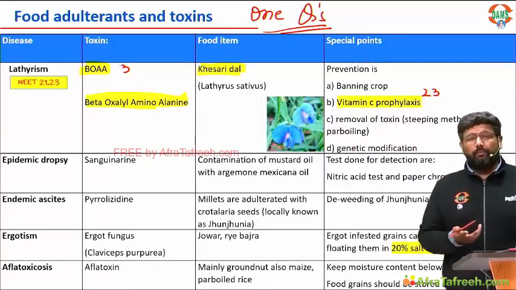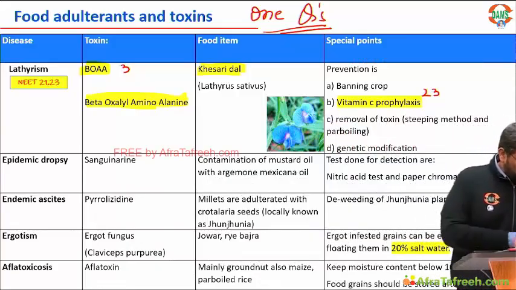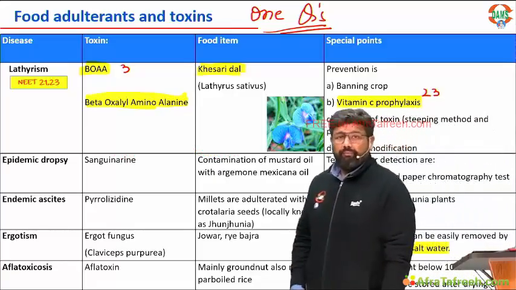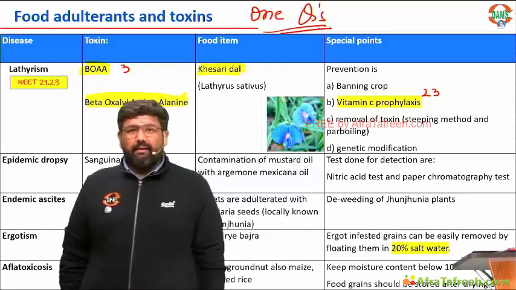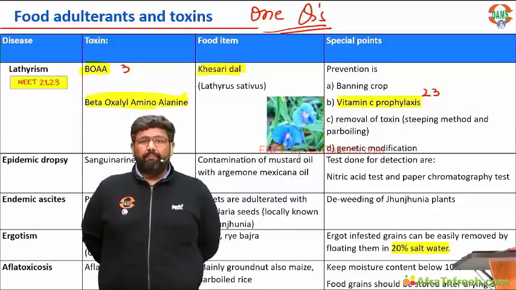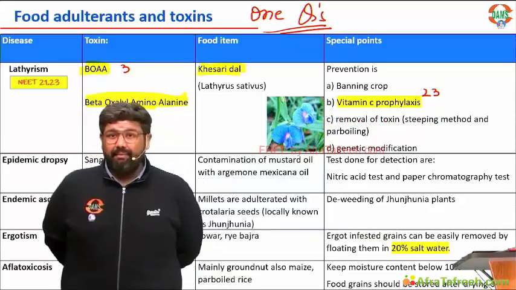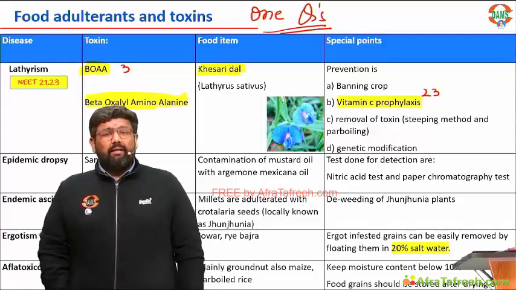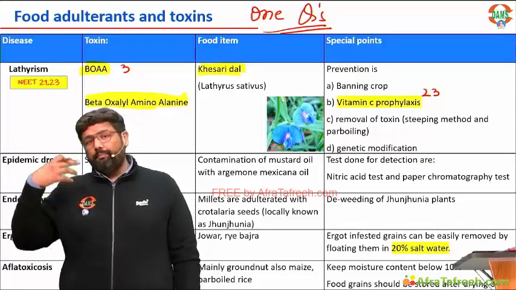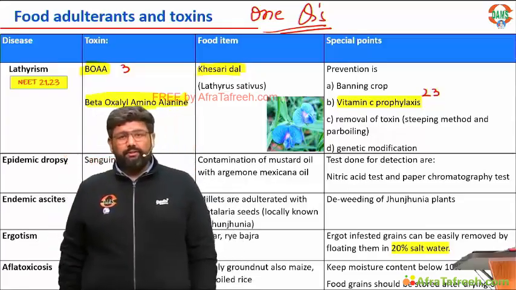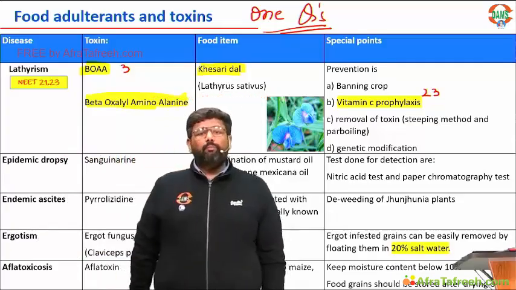Now, how can we prevent it? We can ban the crop. Vitamin C prophylaxis can be given. This was the recent MCQ. Which vitamin? Options were A, B, C, D. Answer was vitamin C. You can remove the toxin by steeping method. And last is genetic modification. Do some genetic modification so that the new crop of khesari dal will not produce the toxin. You remove the toxin-producing genes. Four steps.